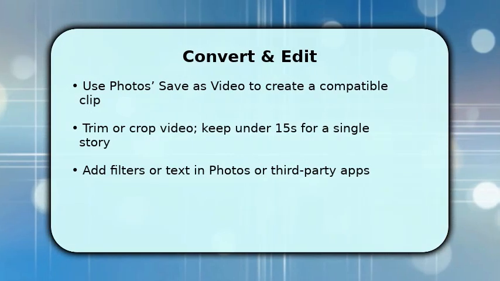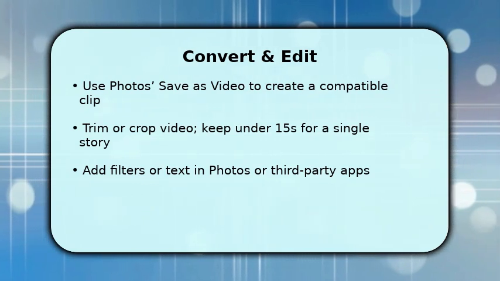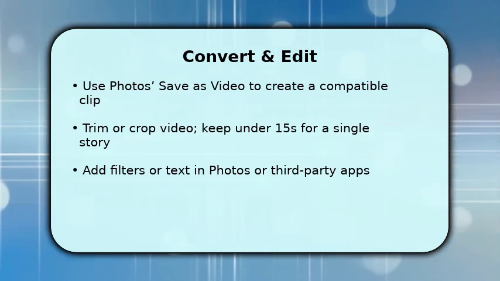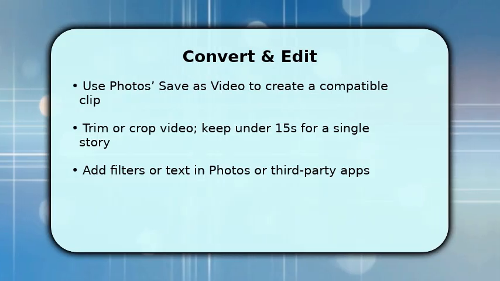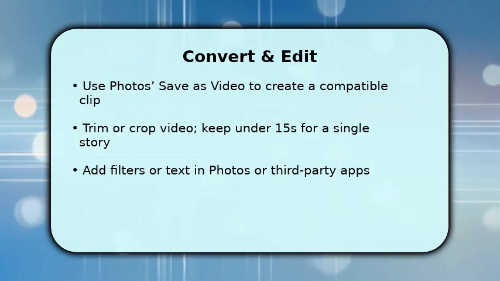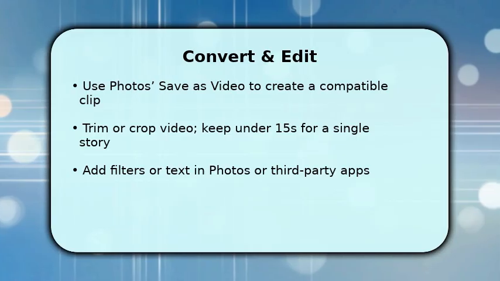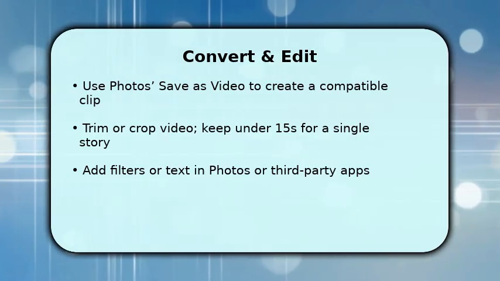Now that you have a video, open it and trim to the segment that best shows motion. Instagram story max is 15 seconds, so crop accordingly. If you prefer the loop or bounce vibe, confirm the effect before saving as video so motion loops naturally.